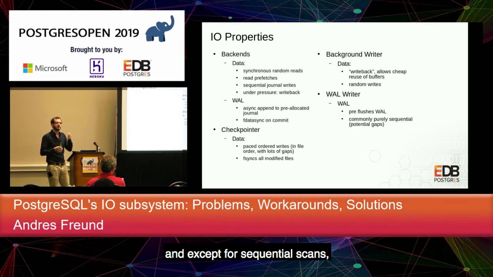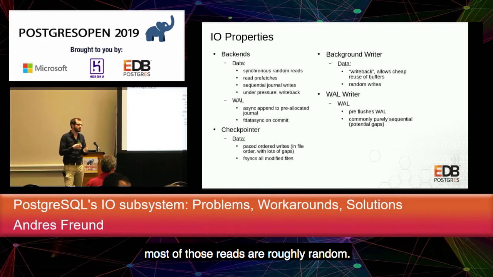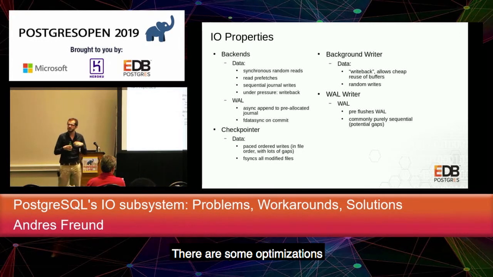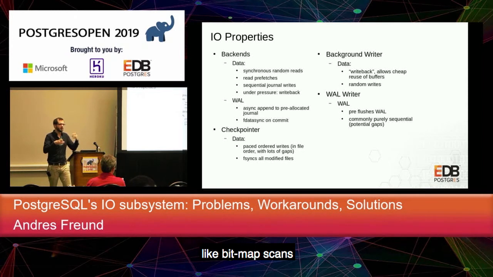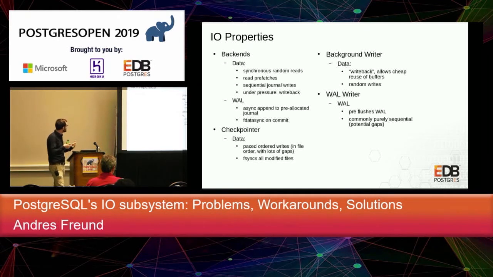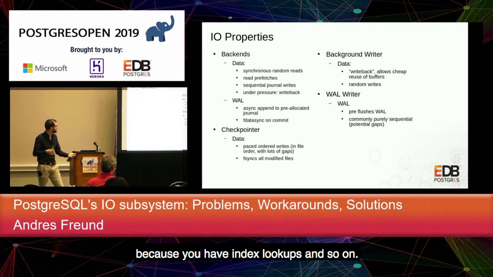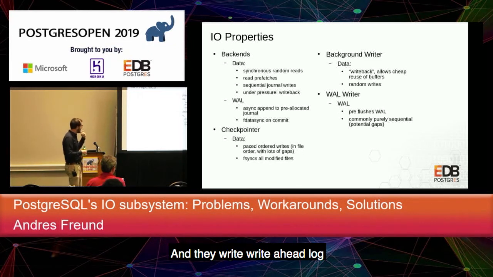And except for sequential scans, and most people don't have huge sequential scans, most of those reads are roughly random. There's some optimizations like bitmap scans, which order the reads roughly in disk order, but besides that, most of the reads will be random because you have index lookups and so on.